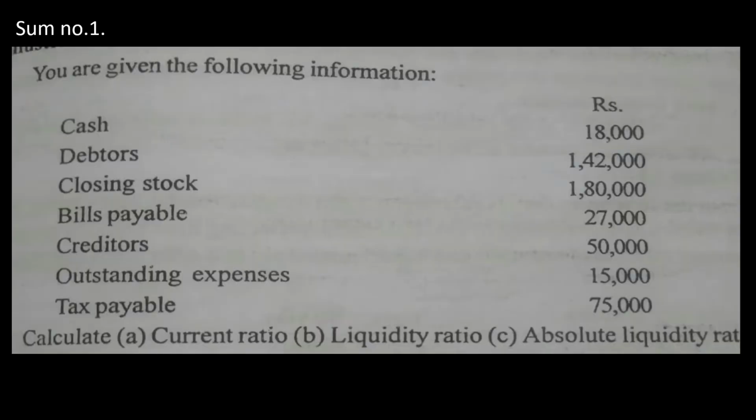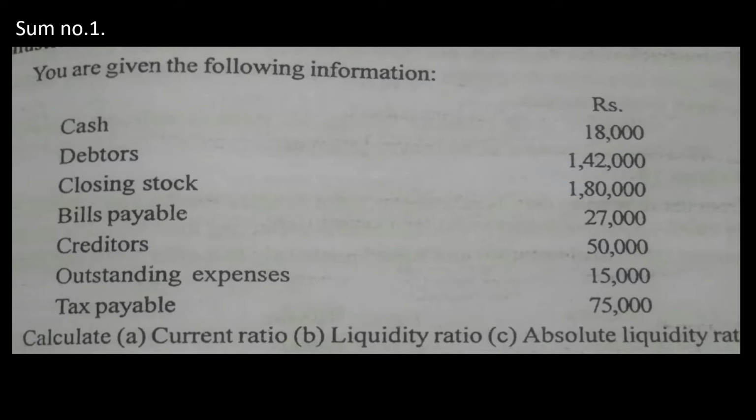We are going to do the next sum in ratio analysis, that is, using solvency ratio. The sum asks you to find current ratio, liquid ratio, and absolute liquidity ratio, for which you are given the data of certain current assets and certain current liabilities. Now we'll go to the next slide and see what the answer is.